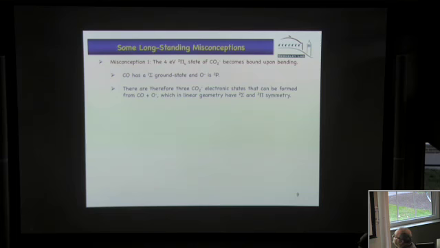Misconception number 1. The misconception that's been in the literature for a long time is that the 4 volt negative ion shape resonance, doublet pi u, which is unbound in equilibrium, actually becomes bound. It becomes the bound ground state of CO2 minus when the molecule is bent.